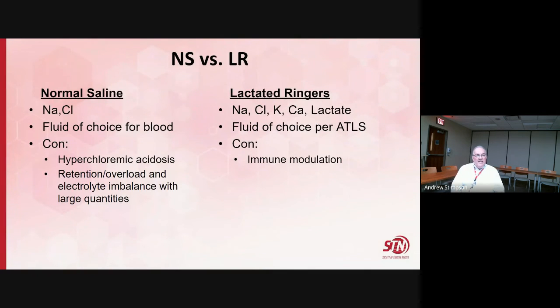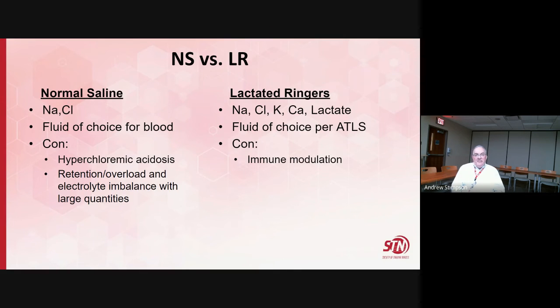So again, normal saline: 154 milliequivalents of sodium, 154 milliequivalents of chloride. If you're giving blood, it's considered the fluid of choice just because there's no calcium in it. The con of this is, if you give large amounts, you'll get a hyperchloremic acidosis. And then you'll also pay for it down the road with electrolyte imbalances if you give large quantities.